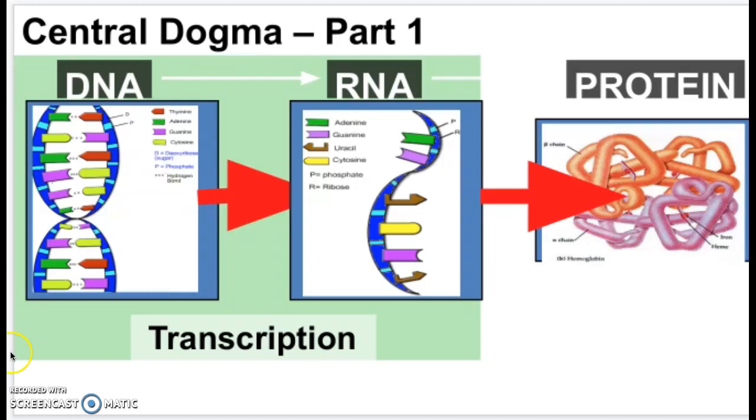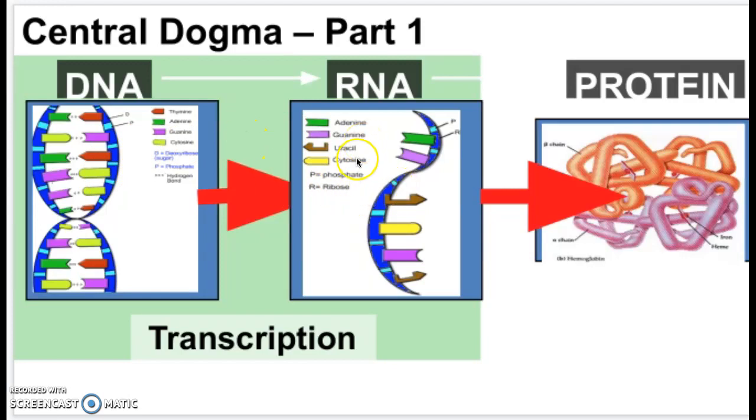So here on this first slide is just an overview of this process. You have our double-stranded DNA. Then we have our single-stranded RNA, which is smaller. This process right here of going from DNA to RNA is called transcription. Transcription comes from the word transcribe, which means to copy. It's like saying I have a cookbook. The cookbook is too big, so I need to transcribe it onto an index card. That is essentially what is happening here.